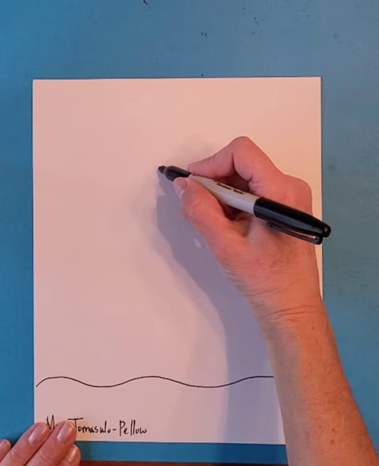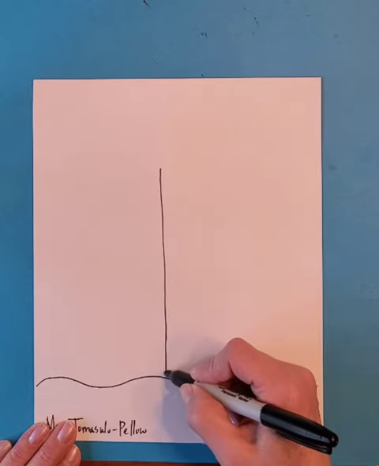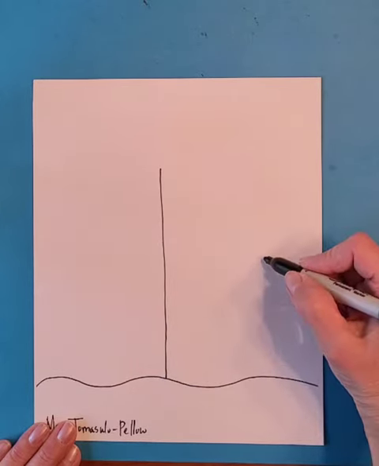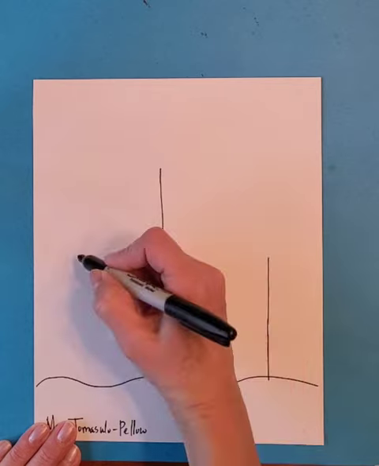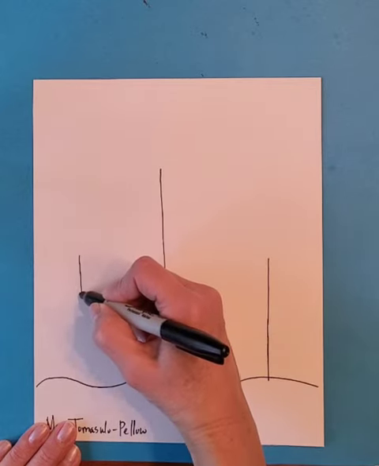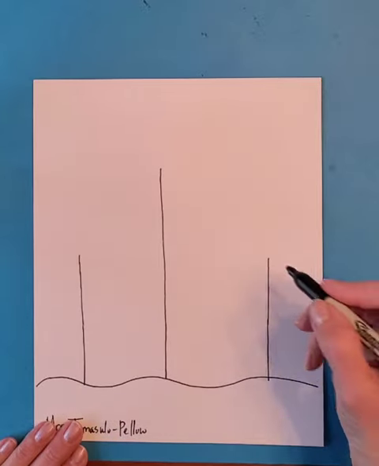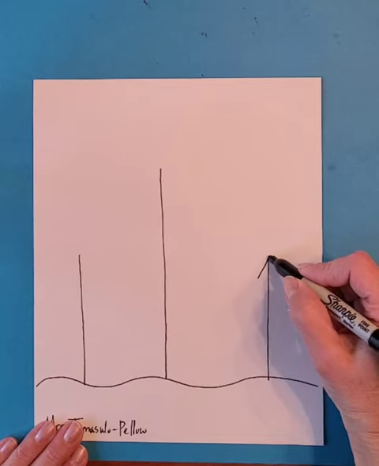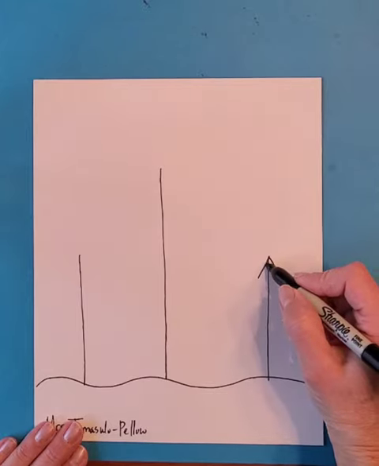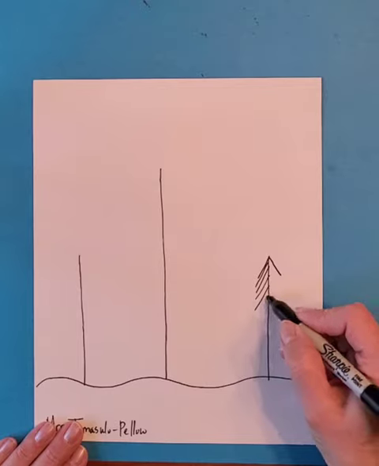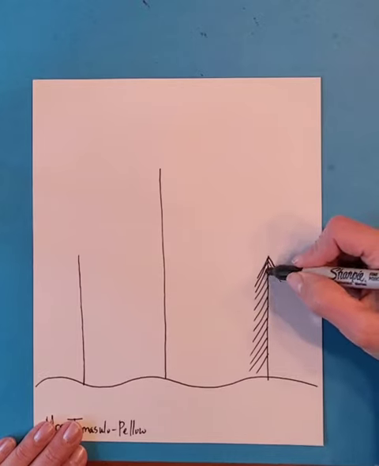And you're going to draw your tallest tree trunk here in the middle. And then you're going to make two shorter ones on either side. And then you're going to make an arrow at the top. And then you're going to draw diagonal lines coming out off the center all the way down.